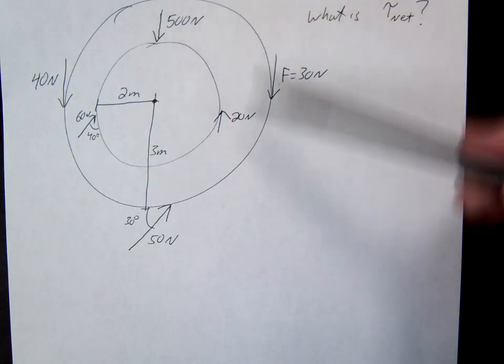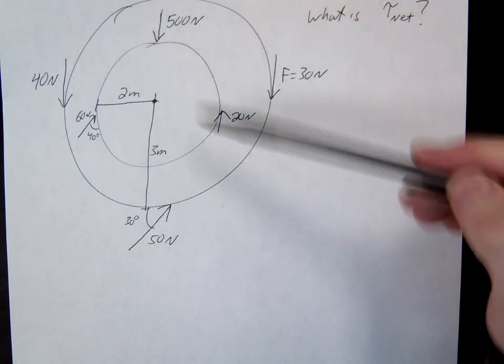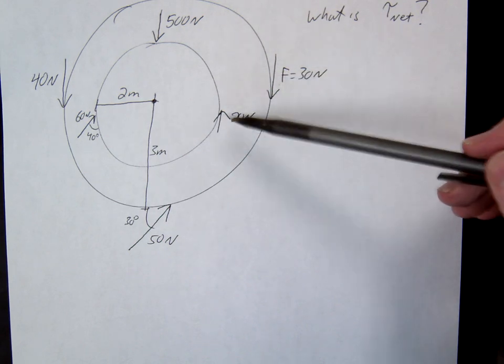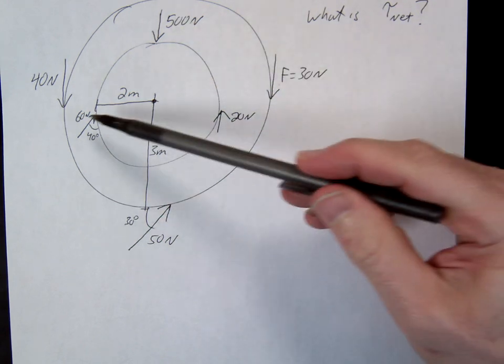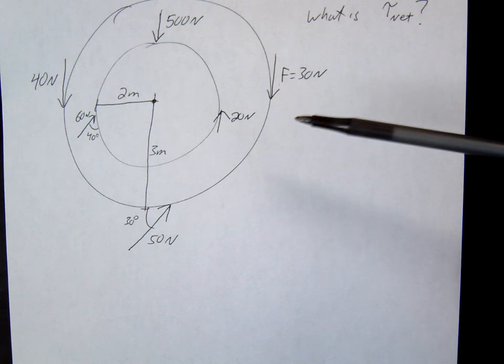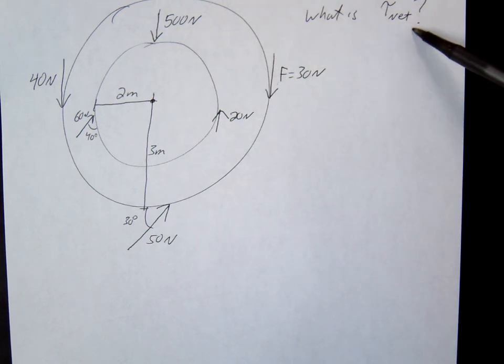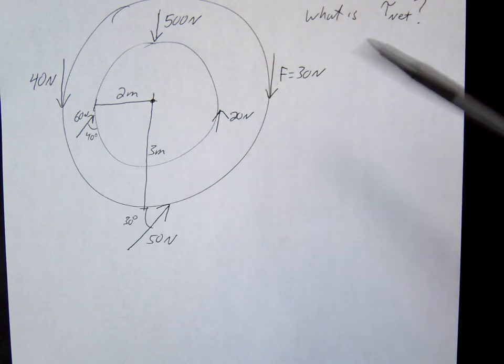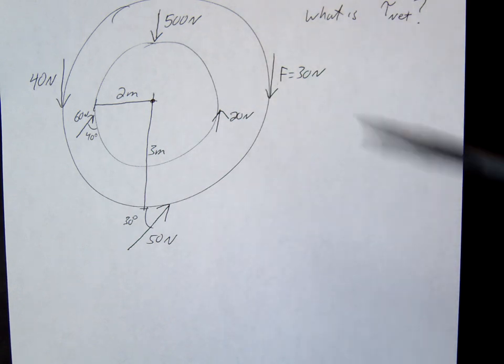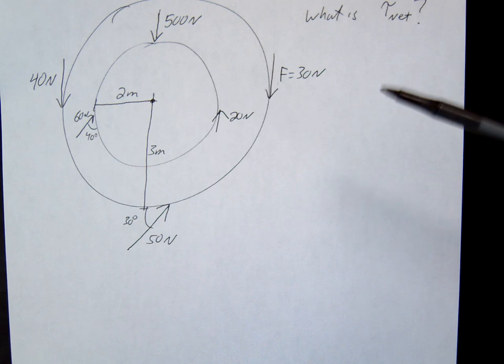Okay, so let's look at this circular problem. We have this wheel here. We have 1, 2, 3, 4, 5, 6 different forces applied to it. And what we want to try to figure out is the net torque. So what you're going to do is just kind of find the individual torques and either add them or subtract them based on direction. If you want to assign positives and negatives, you're welcome to do that also.